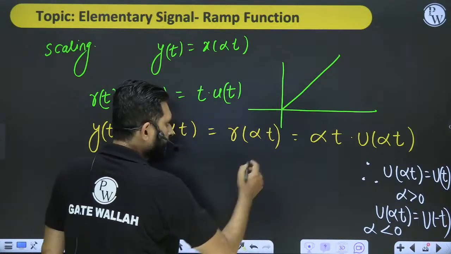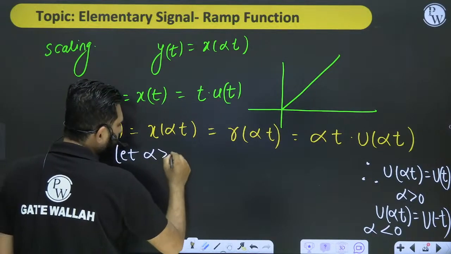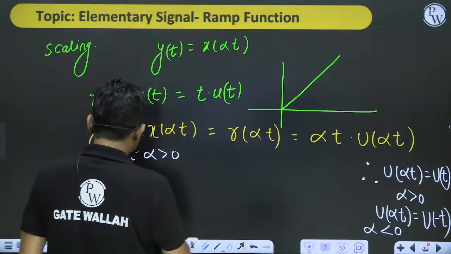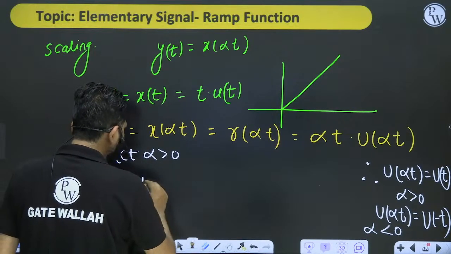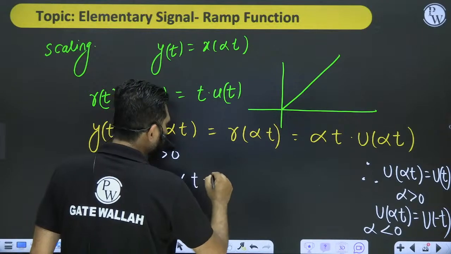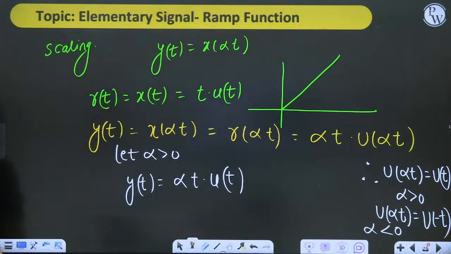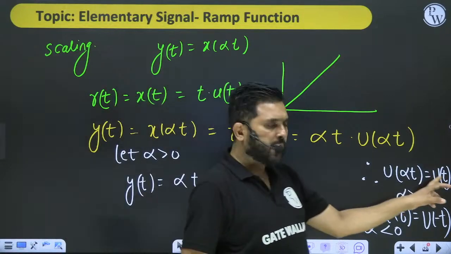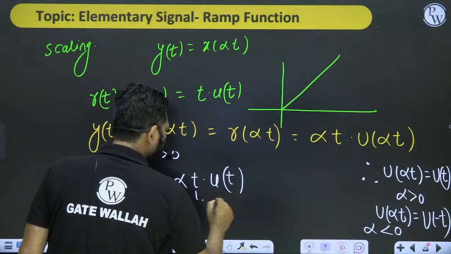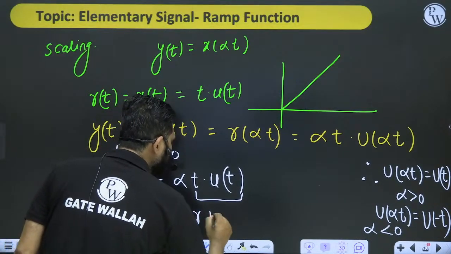So this can be written as, let alpha be greater than 0. Let alpha be greater than 0. So y of t is equal to alpha t into u of t. I am taking u of alpha t to be u of t, and t u of t, I already know, is r of t. So it is alpha times r of t.